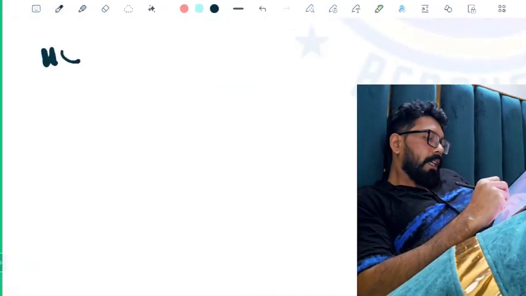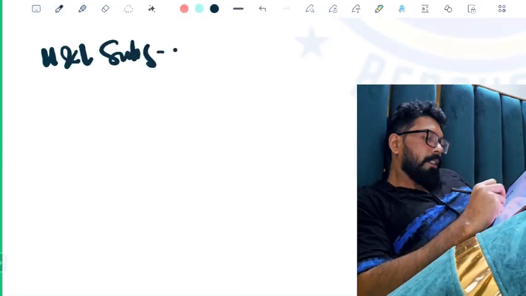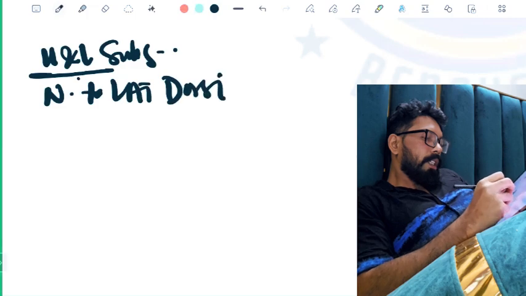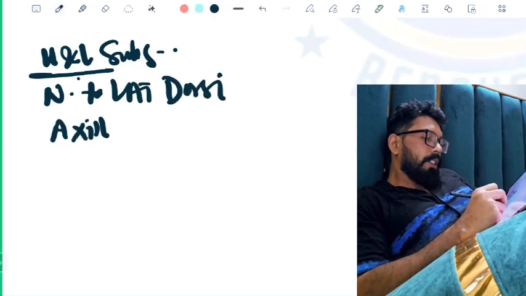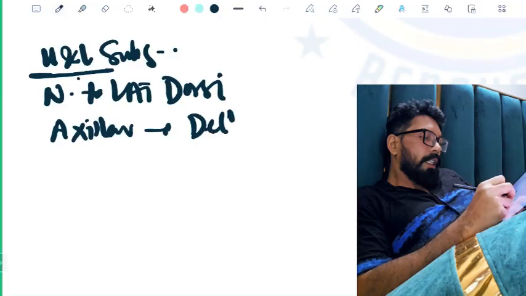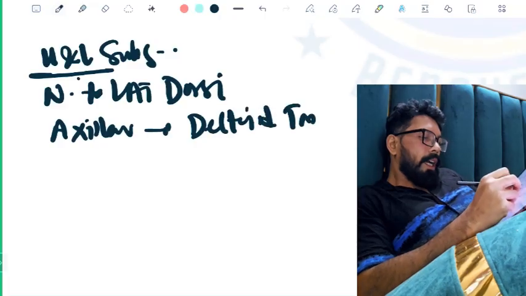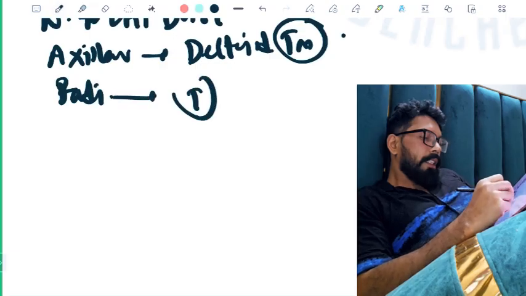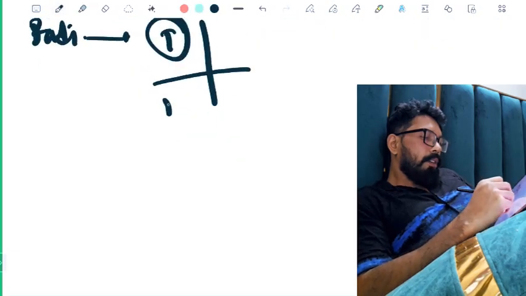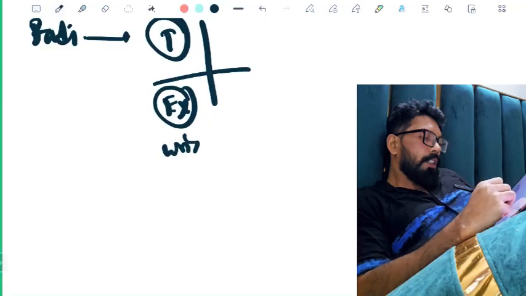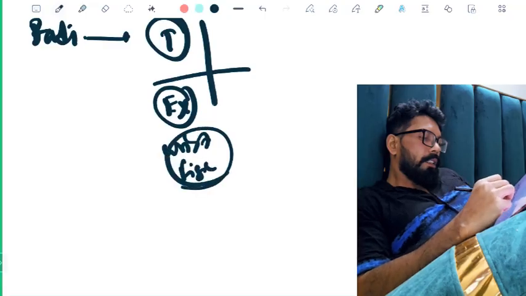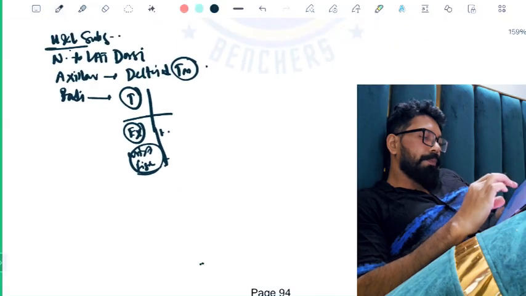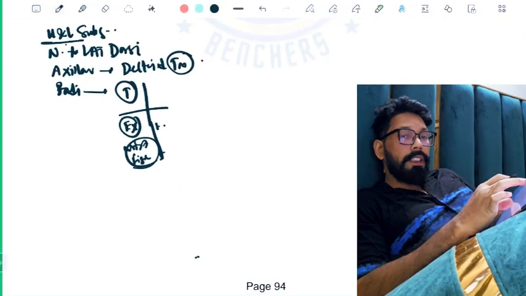So upper and lower subscapular nerve. Then we have nerve to latissimus dorsi. Then we have axillary, which supplies your deltoid and teres minor. Then we have radial nerve, which supplies triceps at your arm and all the extensors of your wrist and fingers in your forearm. Okay, so these are all the cords. So this is very easy.